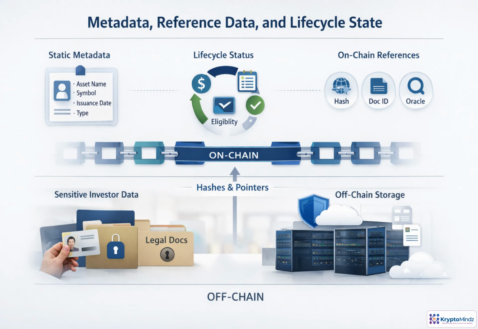Asset models need more than balances. They need a clear data boundary. Stable facts such as the asset name, symbol, issuance date, and product type can often be recorded directly on-chain. Changing values such as NAV, coupon status, eligibility, or lifecycle events may be updated through controlled sources. Sensitive investor files and legal documents usually stay off-chain. The chain can then store hashes, document IDs, oracle links, and event logs, keeping records verifiable without exposing everything.